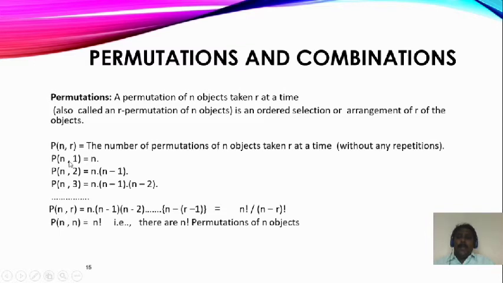Now nPr with r equal to 1 means n. If r equals 2, it means n into (n minus 1). If r equals 3, it means n into (n minus 1) into (n minus 2). That means one value decreases each time: 1 means n, 2 means up to n minus 1, 3 means up to n minus 2, 4 means up to n minus 3, 5 means up to n minus 4, and so on. So the formula for permutation is nPr equal to n factorial by (n minus r) factorial.